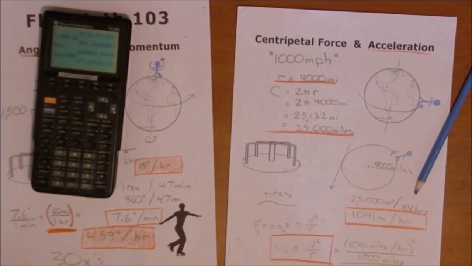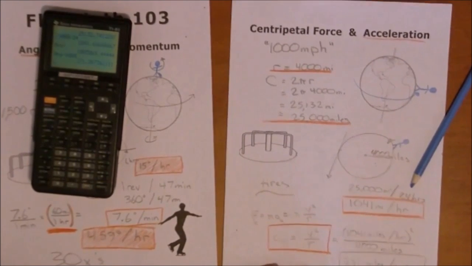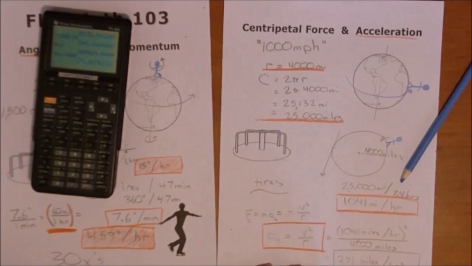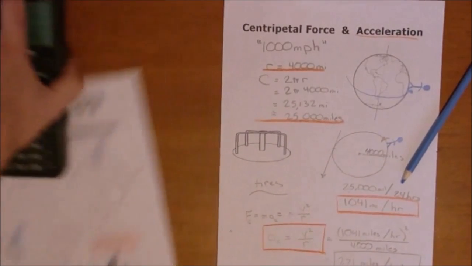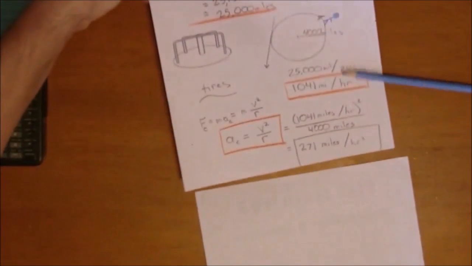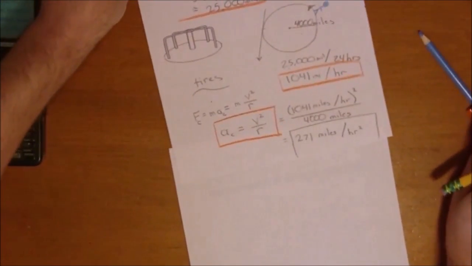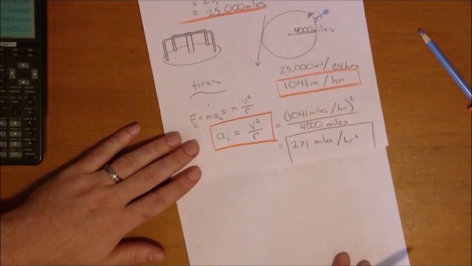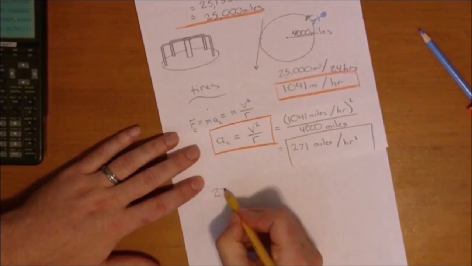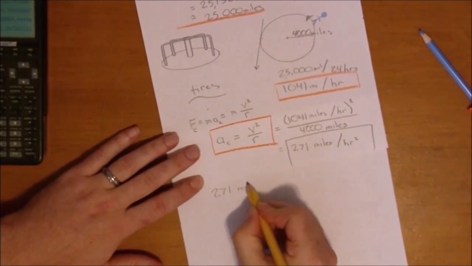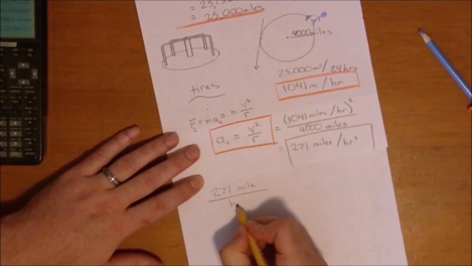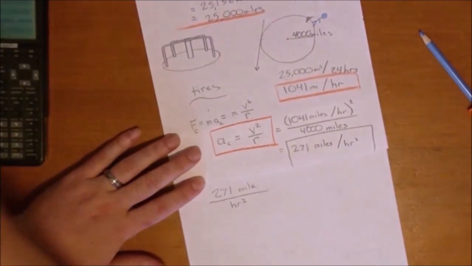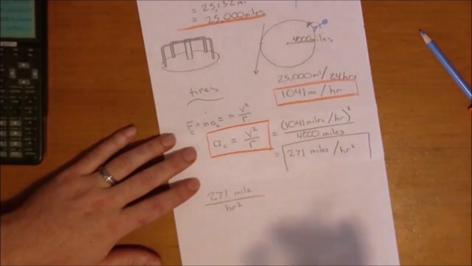270 miles per hour squared, which means there's an additional 271 miles added every hour. We usually don't have these units for acceleration. Acceleration is usually given in meters per second or feet per second. So again, the most common problem in physics is mistake of units. So we'll take this 271 miles over hours squared, and we want to turn it into feet per second.